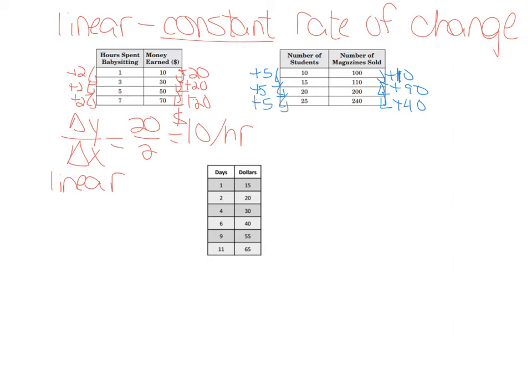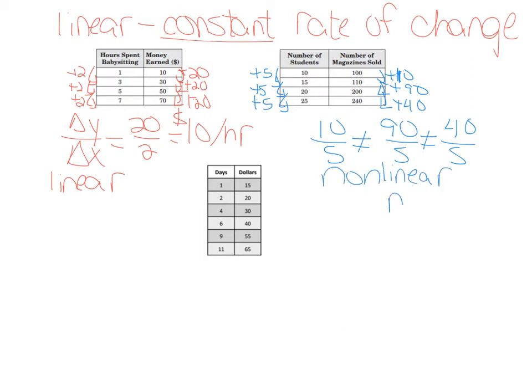So when I check my change in y to change in x, I get 10 over 5, 90 over 5, and 40 over 5. Are those the same thing? No, they are not equal. So this is nonlinear because there's not a constant rate of change.